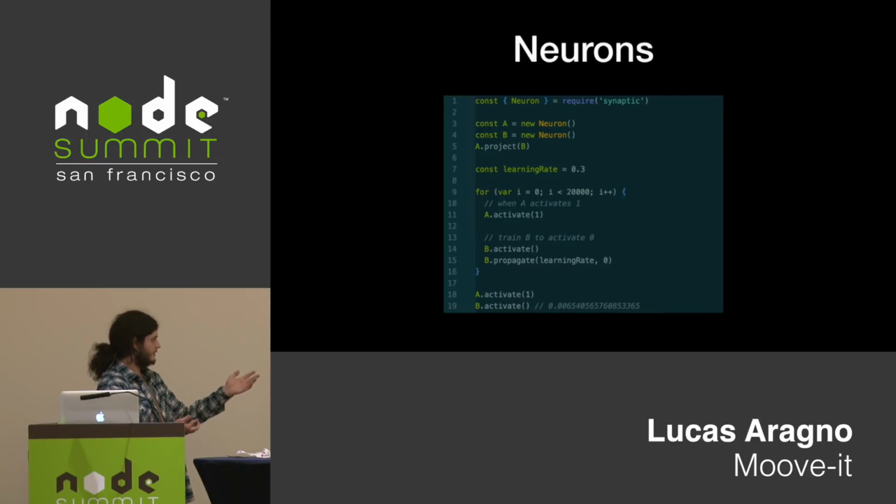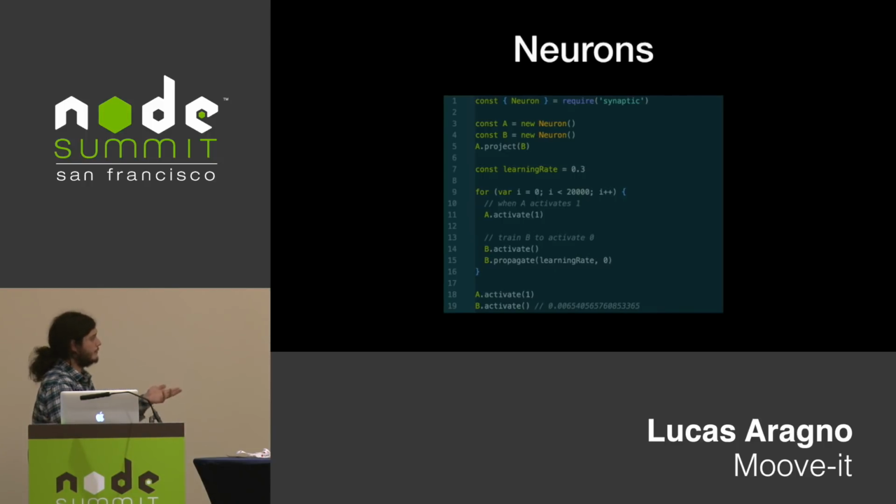So when the training session ends, we activate A with 1, and we get something pretty close to 0 that you could do a math from. And that's the training of your first 2 neuron-based neural network.